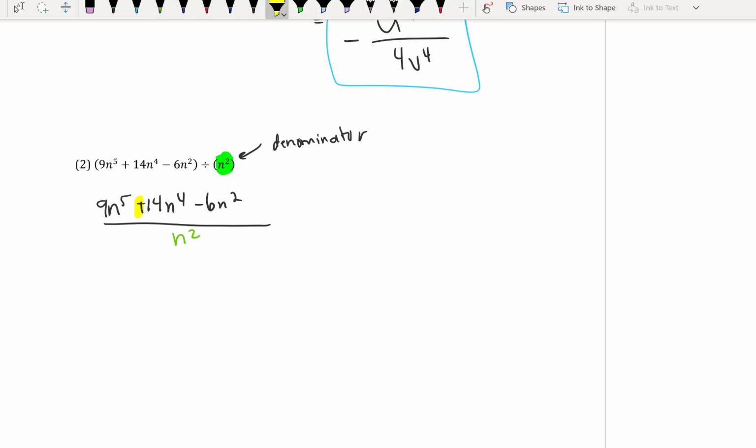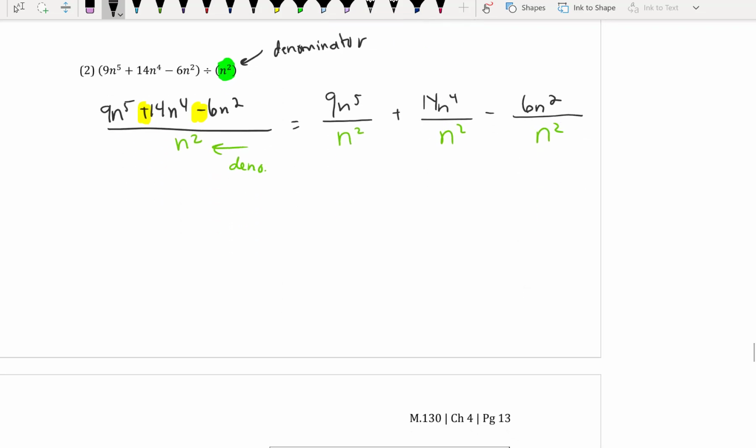Now I see that I have 3 terms because they're separated by addition and subtraction, so I'm going to break them up into 3 fractions. I know that each fraction has to have the denominator of n squared, because that was my denominator. I'm just breaking up the addition and subtraction. So my numerator stays the same. I still have a 9n to the 5th power, a 14n to the 4th power, and a 6n squared. Now it looks like I have 3 mini division problems that I'm going to deal with.